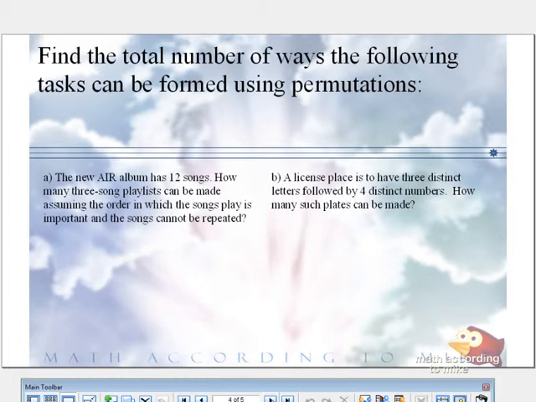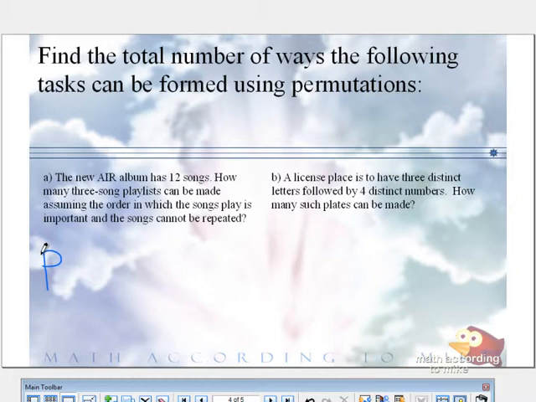How many 3-song playlists can be made, assuming the order in which the songs are played is important and the songs cannot repeat? This can actually be done 2 ways. But since the direction says using permutations, we're going to use permutations. So we're going to do a permutation here, and the reason it's a permutation is because order is important and the songs cannot be repeated.